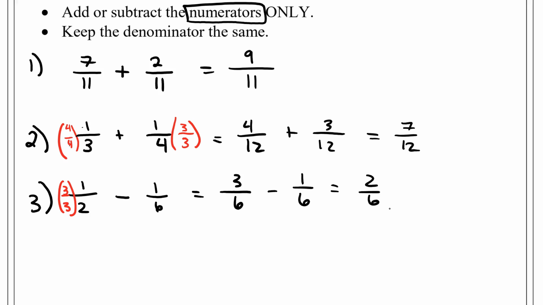Now here's a bit of a conundrum. We've done the whole trying to get the lowest common denominator thing, and we're still stuck with this fraction that's not in lowest terms. 2 goes into itself once, 2 goes into 6 3 times. Done. Done like dinner.